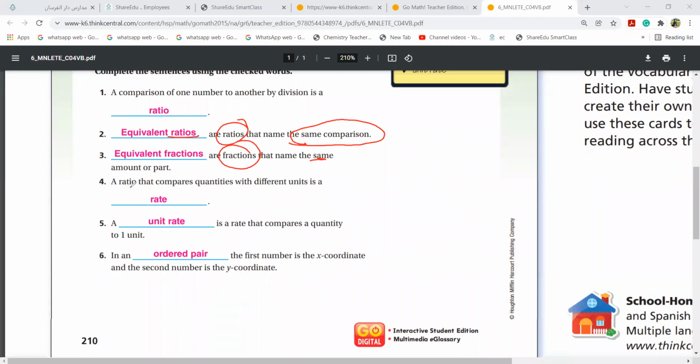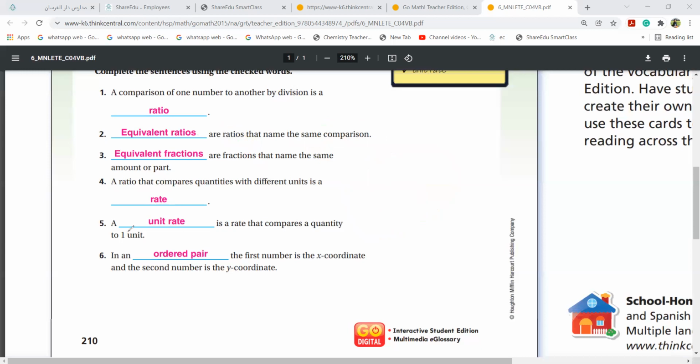Okay, a ratio that compares quantities with different units is a rate. What is it called? Right, the rate. Now what does this mean? For example, there is a ratio, 2 boxes with 3 reals. You're comparing quantities with different units. You're not doing it with the same unit, you are doing it with a different unit. So this is called rate.